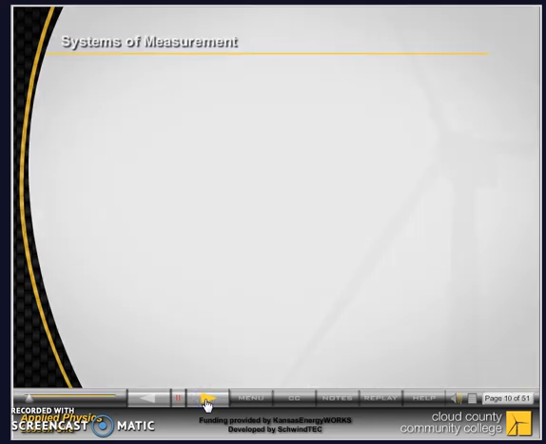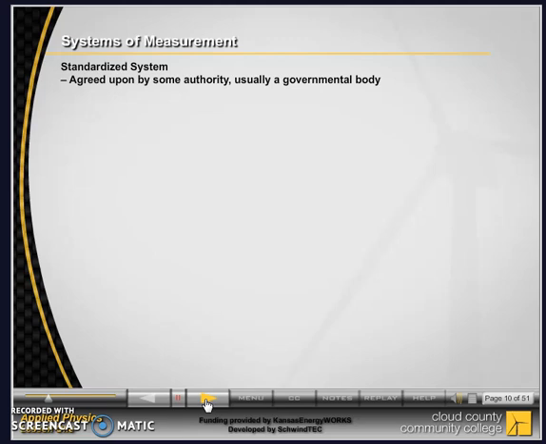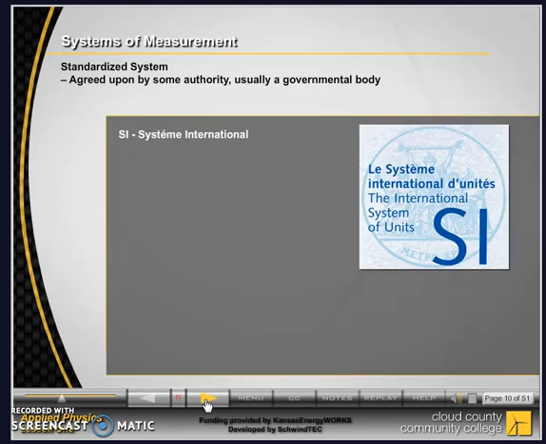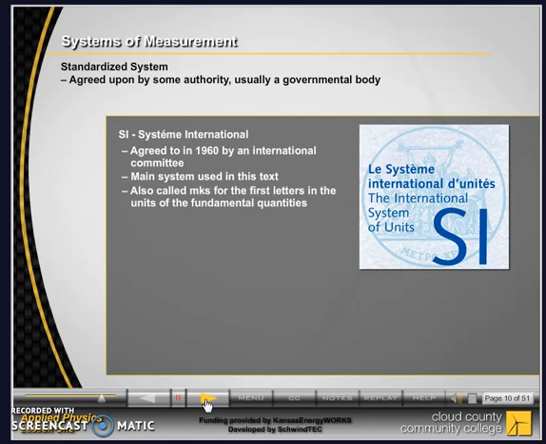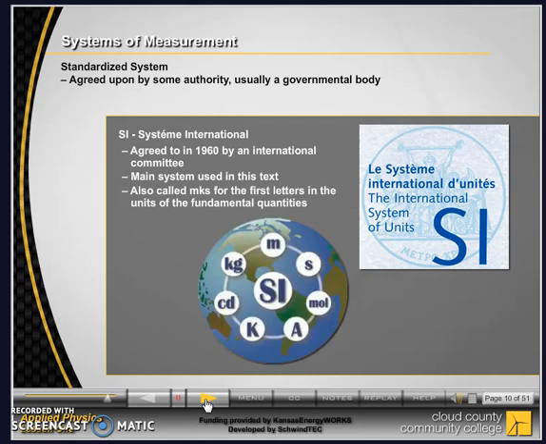When talking of systems of measurement, one should always look for standardized systems. This is agreed upon by some authority, usually a governmental body. The Système International de Units, the International System of Units, was agreed to in 1960 by an international committee. It is the main system used in this text. It is also called MKS for the first letters in the units of the fundamental quantities of the SI system.